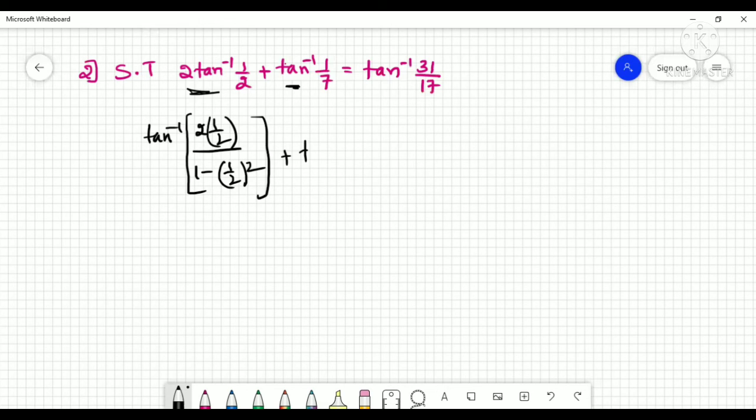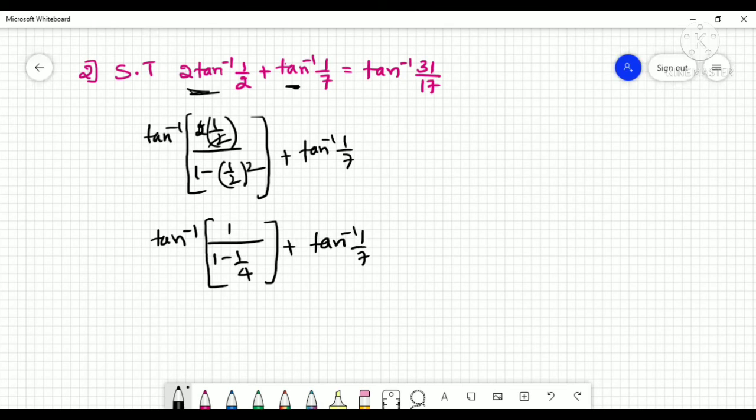Tan inverse 1 by 7 stays as it is. Now what will happen? The 2 gets cancelled. That is 1 by 1 minus 1 by 4, plus tan inverse 1 by 7, keep as it is. Next, tan inverse, the LCM is 4. 4 minus 1, that is 3 by 4. So 1 by 3 by 4 plus tan inverse 1 by 7.